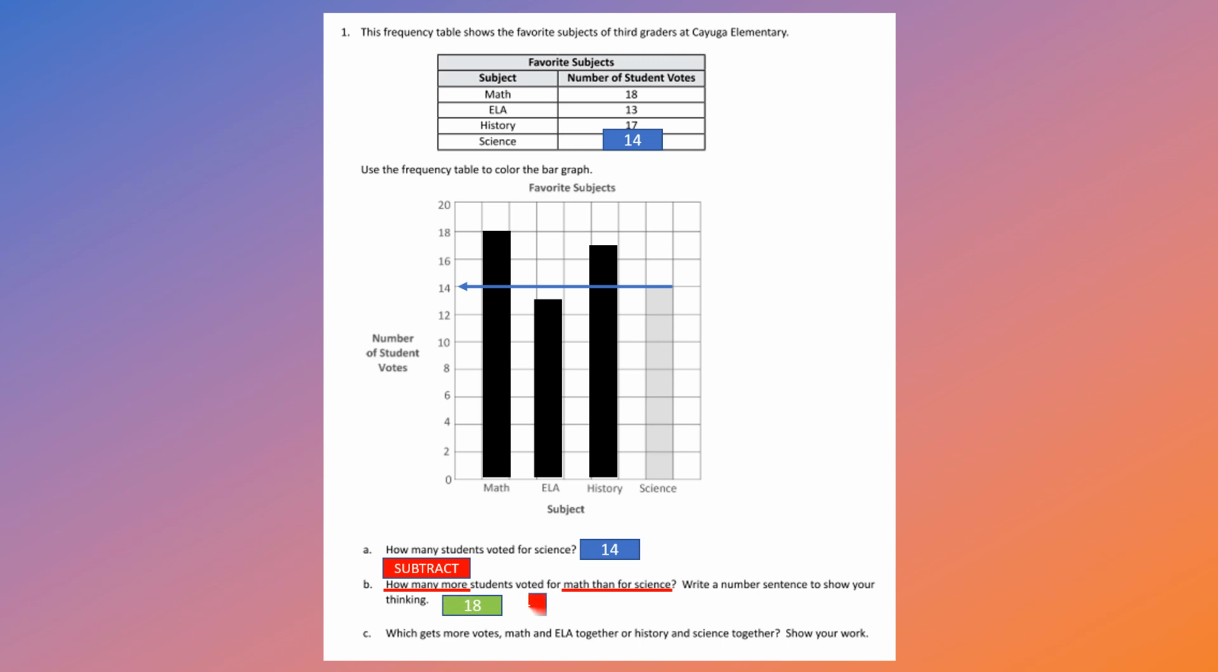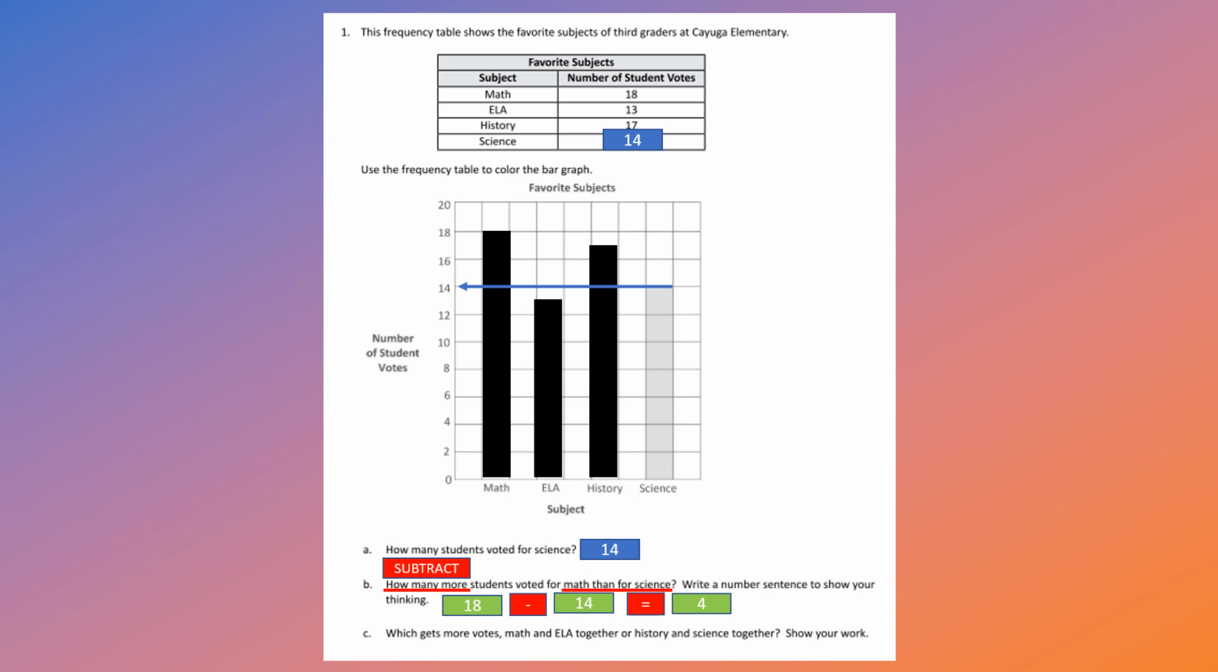So 18 minus 14 equals what? What's 18 minus 14? If you said 4, you're absolutely correct. Now that we've done that, letter B is complete.